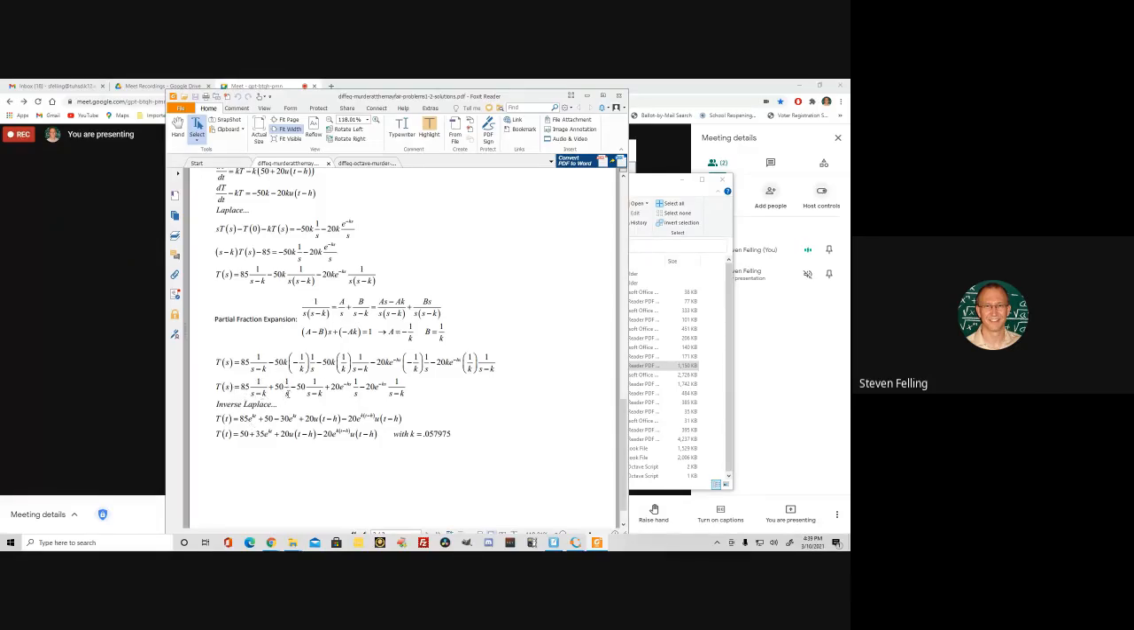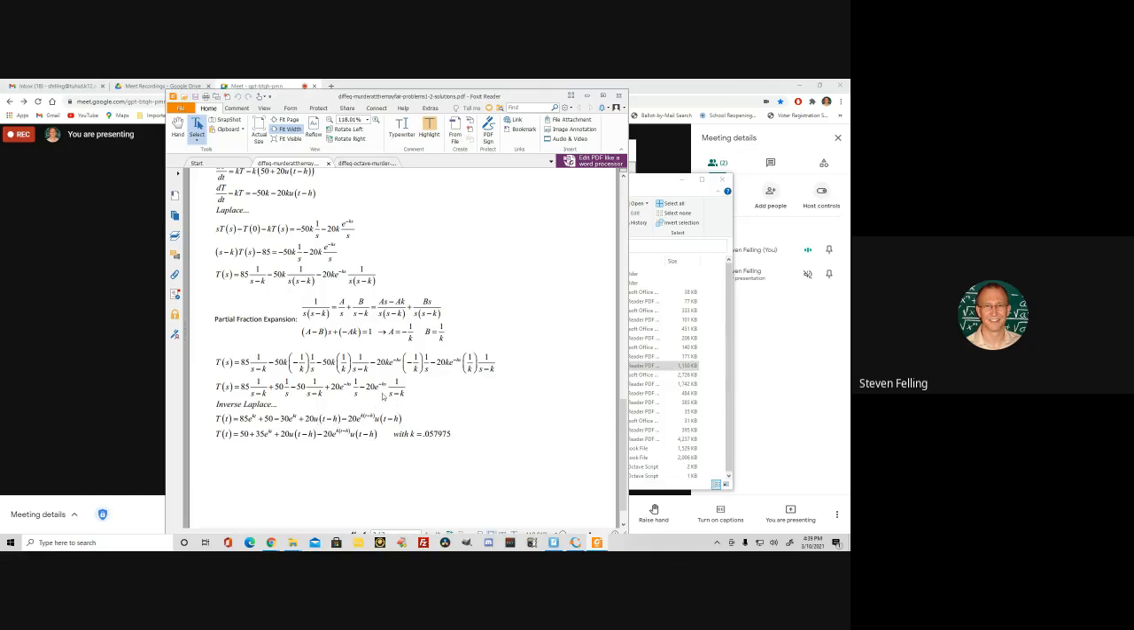The 1 over s is just 1. This 1 over s minus k is also e to the kt. So those two things are going to combine to be just 35 e to the kt. In this last step, those combine. But then this e to the minus hs times 1 over s, this is equivalent to just the unit step function for h. So it's unit step function of t minus h times the constant 20.